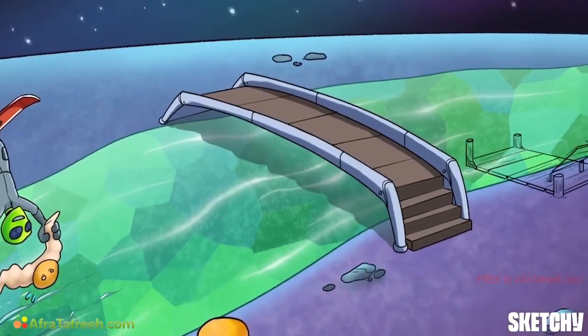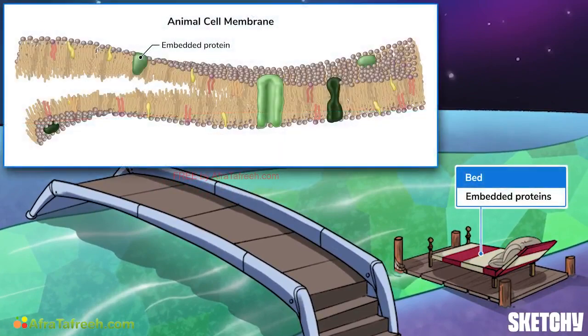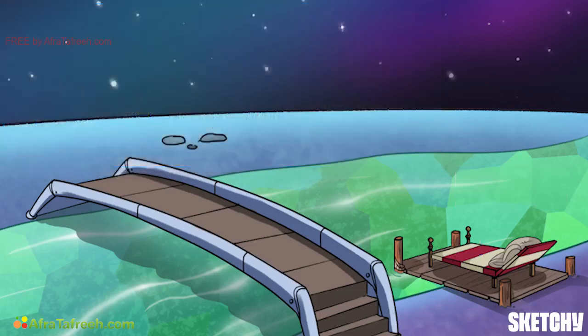This bed on the riverbank represents embedded proteins, which, as you might have guessed, are embedded into the surface of the plasma membrane. They can either be inside the cell, on the cytoplasmic side, or outside the cell, on the extracellular side of the membrane. Both transmembrane and embedded proteins are referred to as integral proteins because they're built into the plasma membrane.